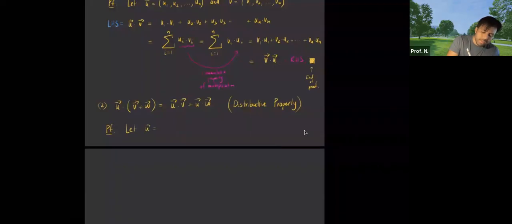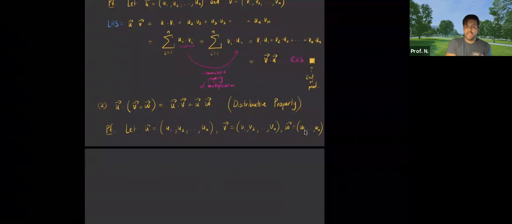We let u be the same idea, right? u1, u2, un. Let v be v1, v2, vn. And let w be w1 all the way to wn. I want to show the left-hand side equals the right-hand side. So what is the left-hand side? What is this?